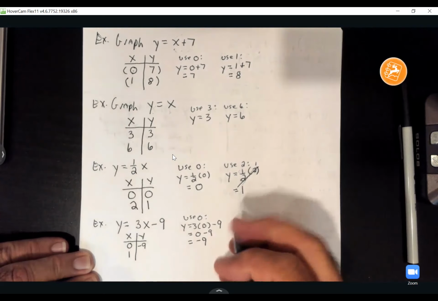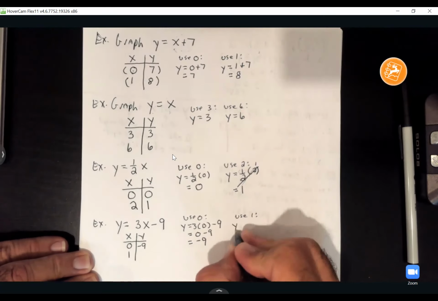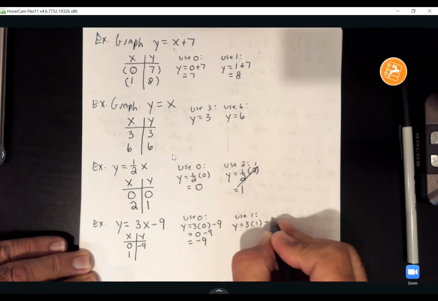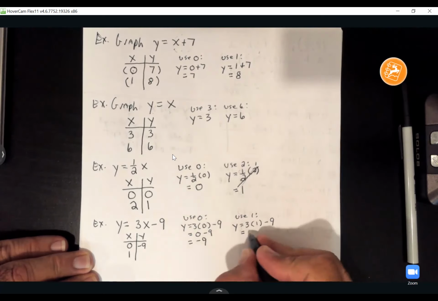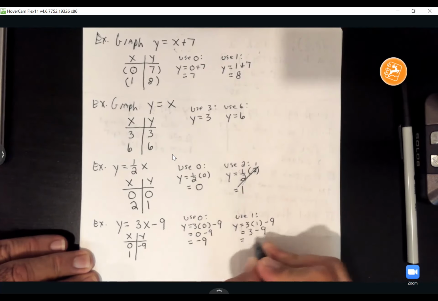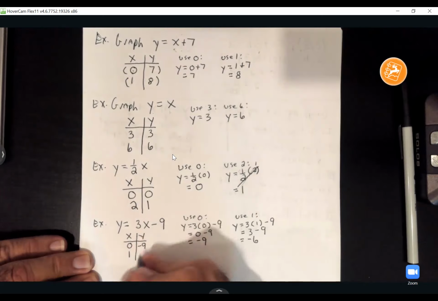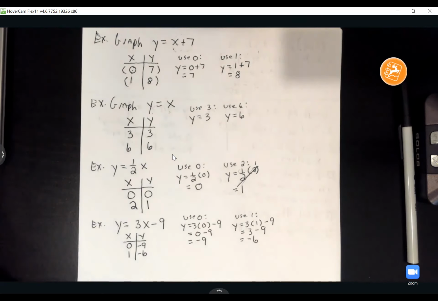Now I'm going to put the 1 in. That gives me y equals 3 times 1 minus 9. All right, 3 times 1 is 3. Bring down that minus 9. And 3 minus 9 gives us a negative 6. So the y value for when x is 1 is a negative 6.